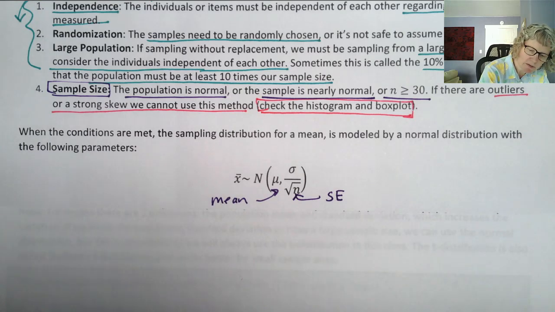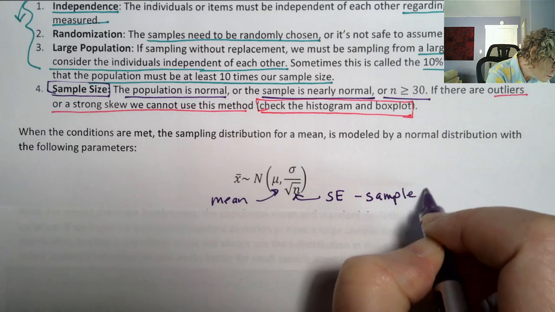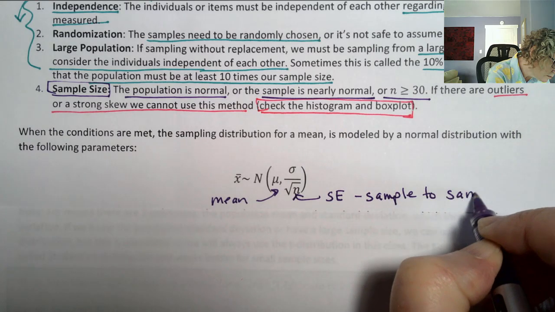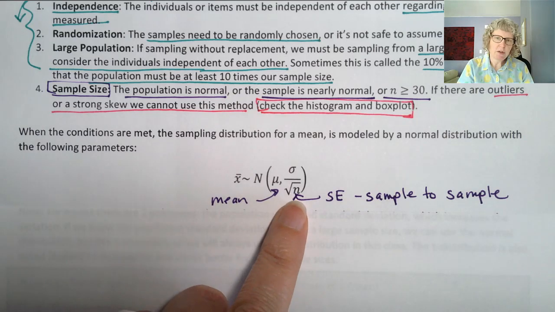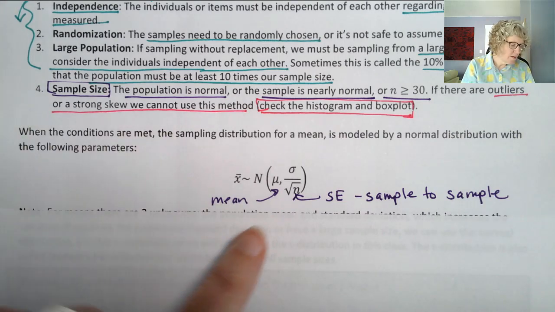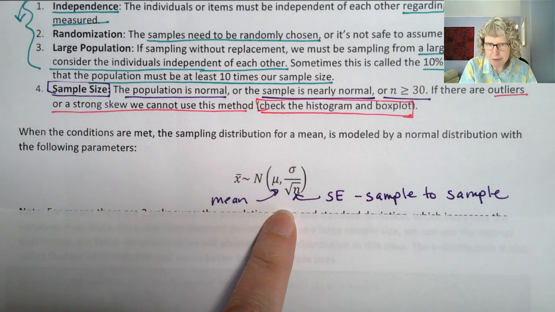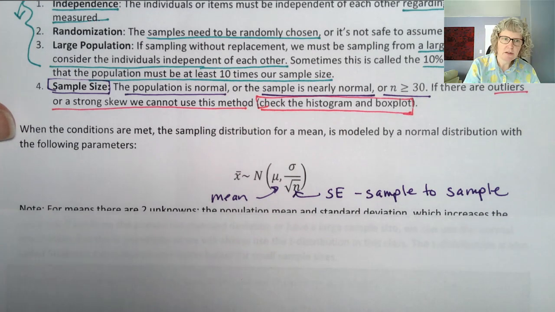Let me see, I don't have that written down. So sample to sample. Okay, so this is giving us the formula we're going to use for our standard error and for our mean. So remember, this is when we are pretending to know the population, so we know mu and sigma. In practice, we will not know those.